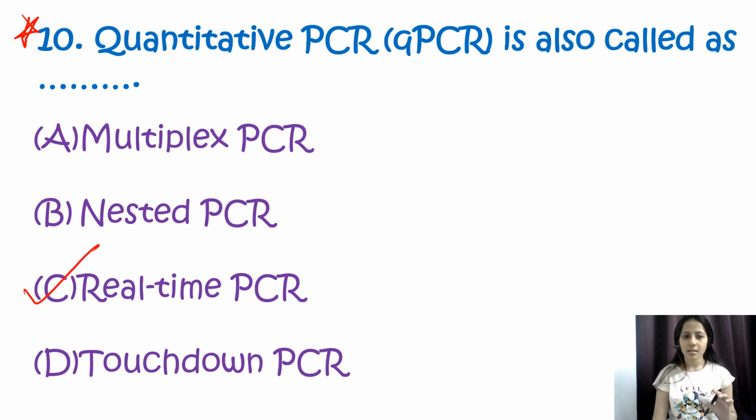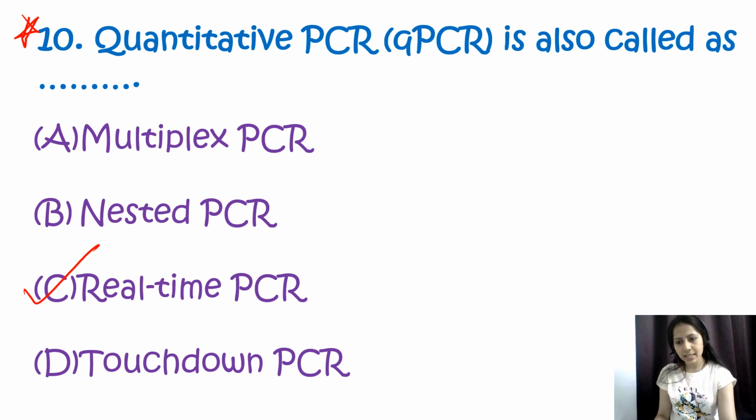So yes, we'll define all these options. What is multiplex PCR? It amplifies multiple DNA targets simultaneously but in a single reaction. Whereas nested PCR involves two successive PCR reactions where the product of the first PCR serves as a template for the second PCR, which provides increased specificity or sensitivity to the reactions.